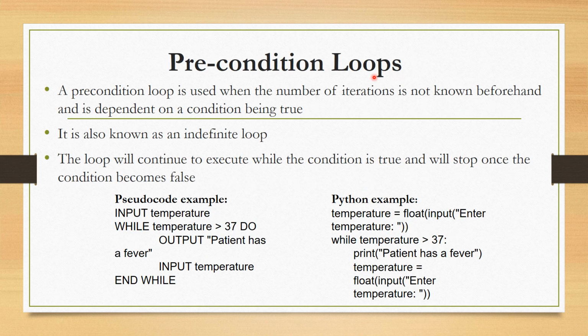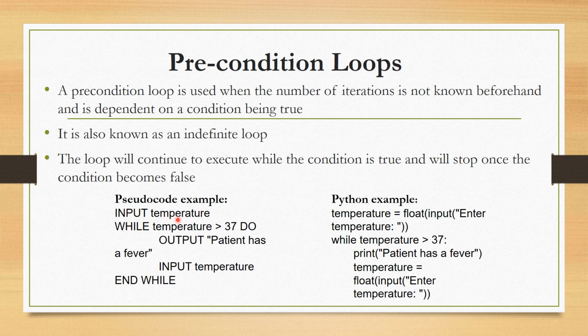A precondition loop is used when the number of iterations is not known beforehand and is dependent on a condition being true, right? So in the precondition loop, we are not sure about the number of iterations, and we are dependent on a condition. Until that condition is true, we will be executing the loop. It is known as an indefinite loop, and the loop will continue to execute while the condition is true and will stop once the condition becomes false.